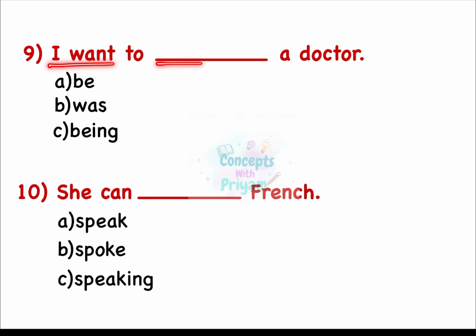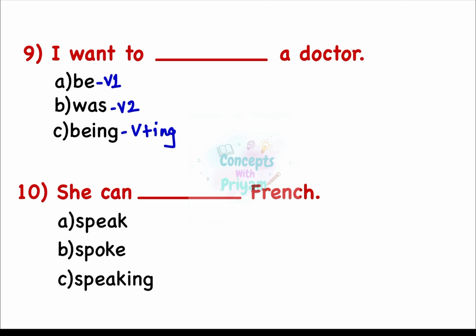Number 9. I want to blank a doctor. Be, was, or being. Be is verb 1, the base form of the verb. Was is verb 2, the past form of the verb. Being is ing form of the verb 1, verb plus ing.